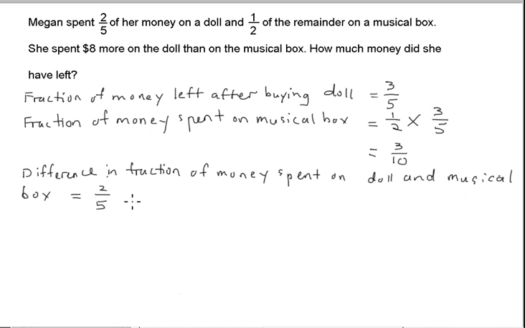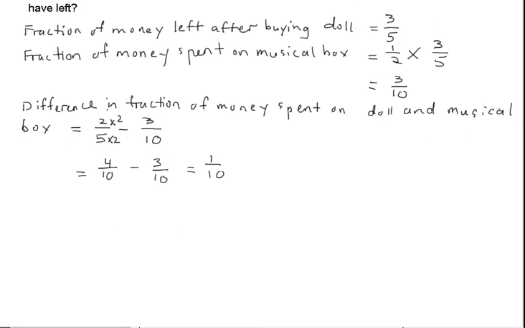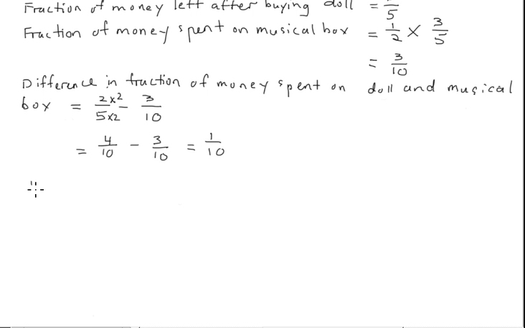That's the amount. This is the fraction for the doll, and the fraction for the musical box is 3/10. And I need to make the two denominators the same, so I multiply 5 by 2. So this becomes 4/10 minus 3/10. And this will give me 1/10. So I have 1/10, and the difference is equivalent to $8.